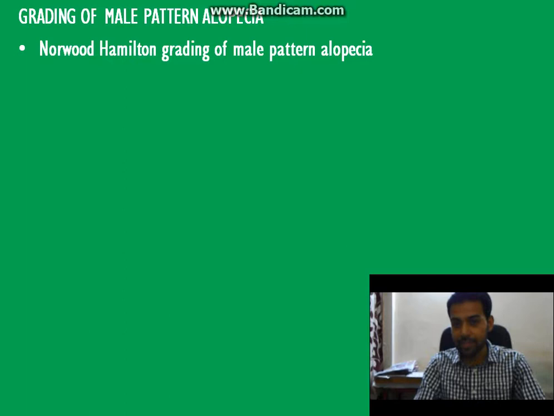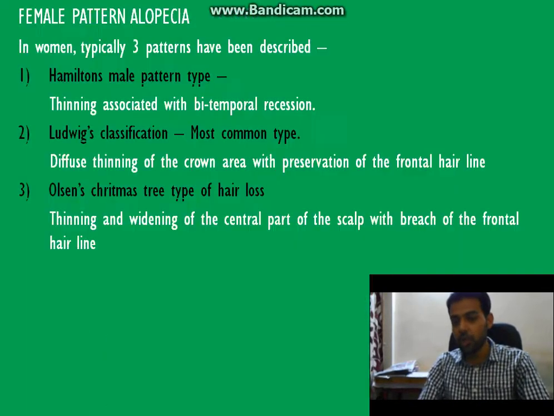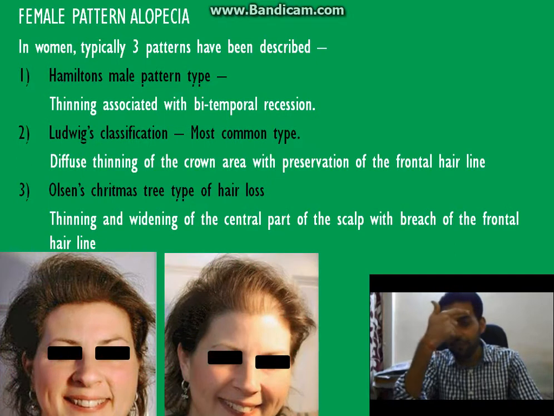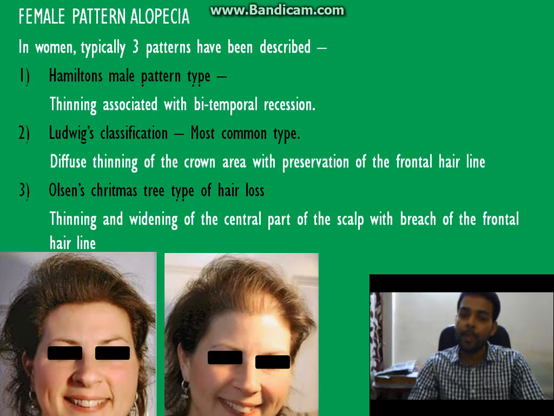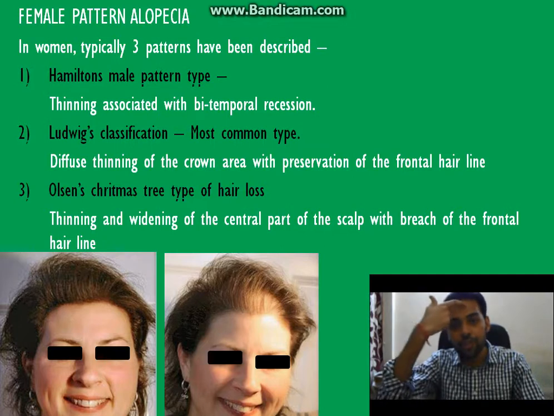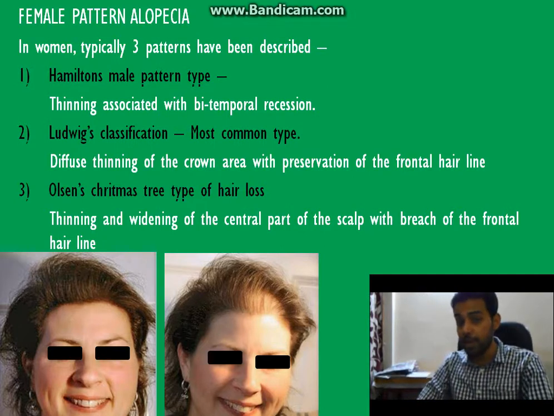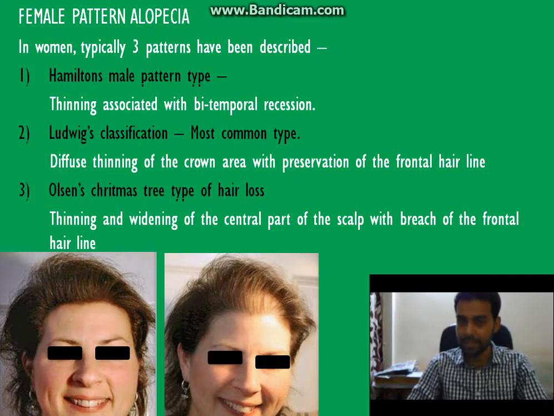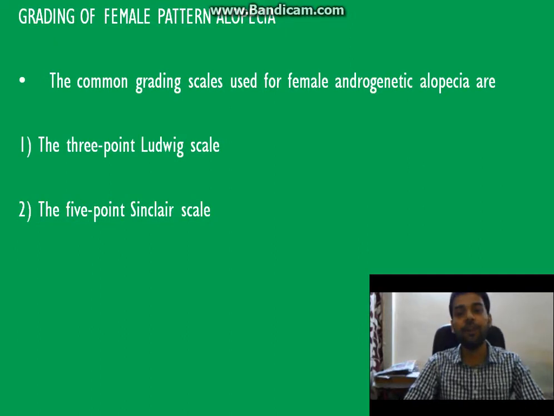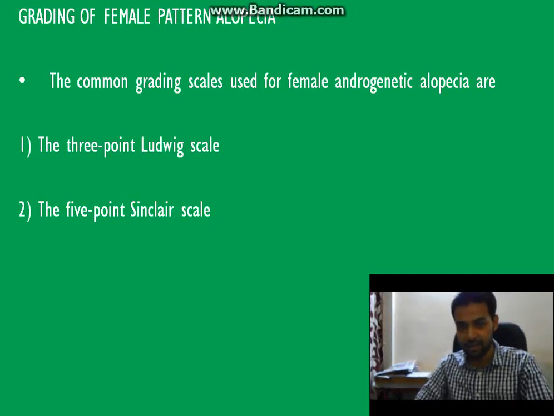The females may present with three patterns. The most common pattern is diffuse thinning of the scalp hair, and the frontal hairline is preserved. But in some females, they may present with male pattern type, or they may present with Olsen's Christmas tree pattern, in which the frontal hairline is breached. The grading of severity of female pattern alopecia can be done on two scales. The first one is the 3-point Ludwig scale, and the second one is the 5-point Sinclair scale.